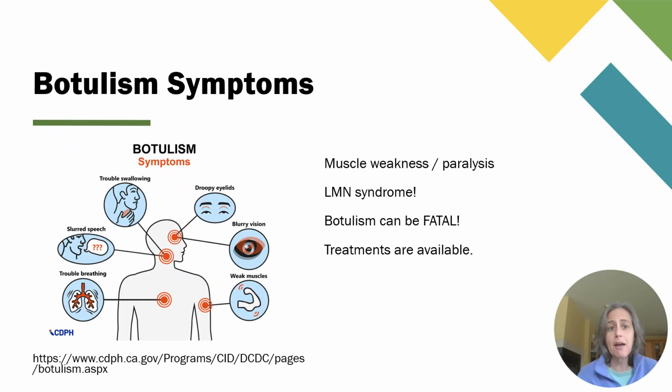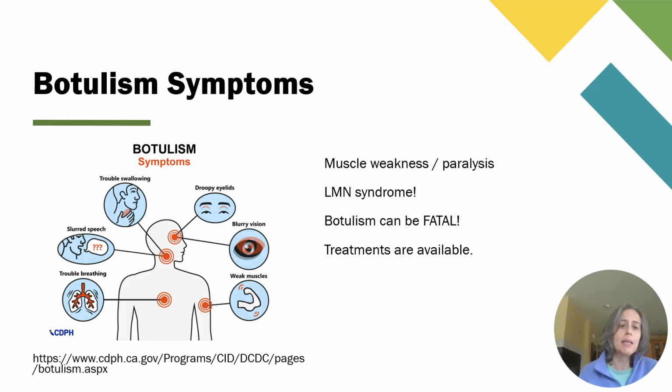So what are the symptoms of botulism? Well, weakness and paralysis, right? If you cannot signal the muscle cells to contract, they're not going to contract. This is going to be a lower motor neuron syndrome, so you're not going to have increased tone, you're going to have decreased tone. And like anything that can cause paralysis, this can be fatal, right? Because if it paralyzes your diaphragm, then you're not breathing and you are not long for this world.